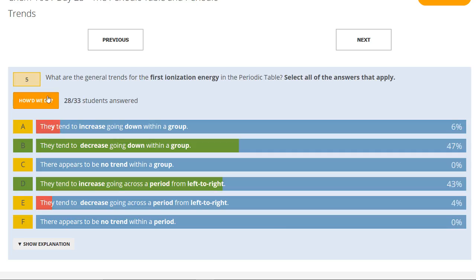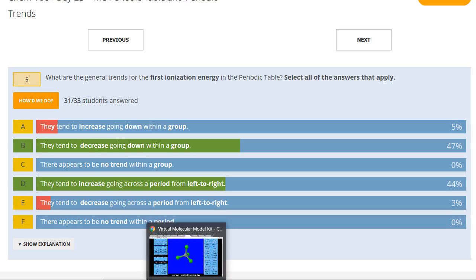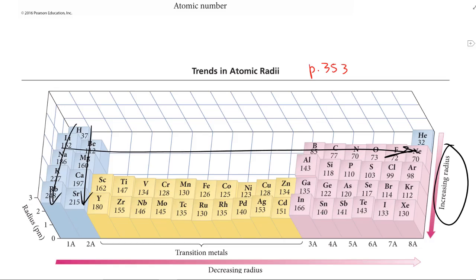All right, they decrease as they go down within a group, and they increase as you go across the period from left to right. And how does this compare to the atomic radii? Just the opposite, exactly. And we use the same explanation as we did with the atomic radii. If we looked at the size of the atoms, as the electrons are drawn in closer to the nucleus, remember that opposites will attract each other. So then that means that the energy required to remove an electron is going to be greater the closer it is pulled into the nucleus.